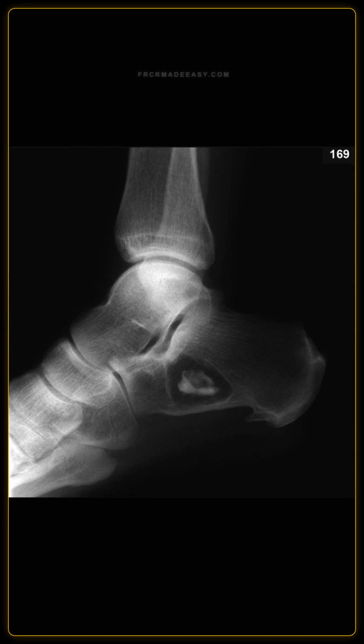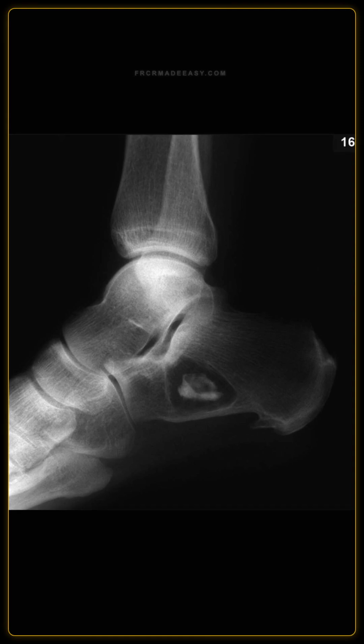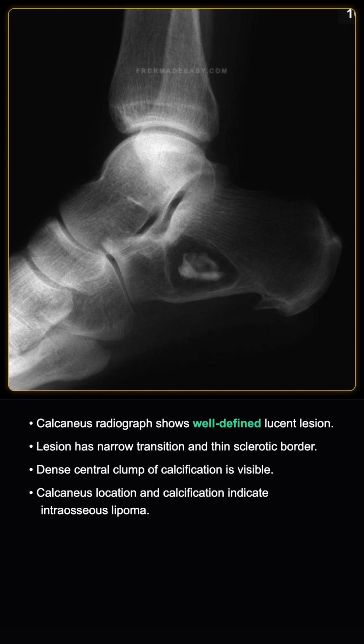An adult patient presents with progressive heel pain. I am showing you the lateral radiograph of the calcaneus. Describe the findings. Okay, looking at the images.